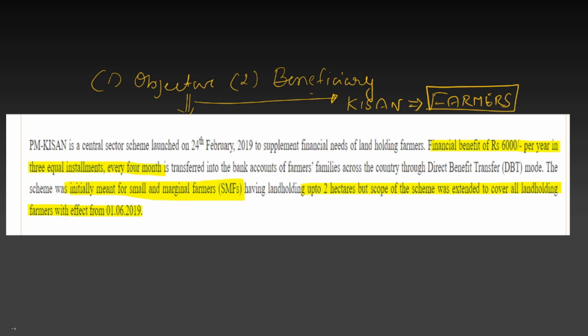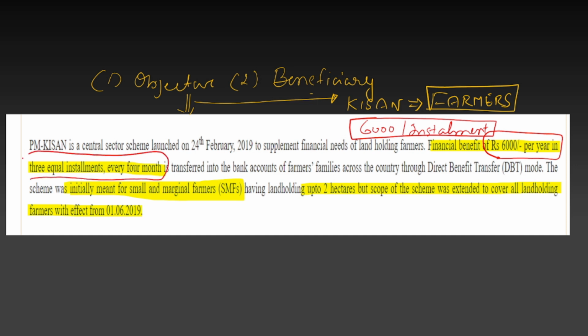The next category that you should look into is the character of the scheme. So objective, beneficiary, and the character: it is distributing 6,000 rupees per year. UPSC can ask about 6,000 rupees per installment, and they can use this wordplay to make a confusion in your mind, but it is 6,000 per year, equally distributed in 3 installments. So per year they are giving that amount.